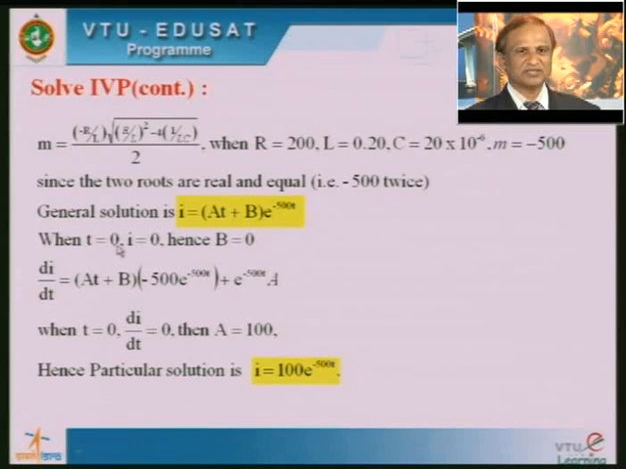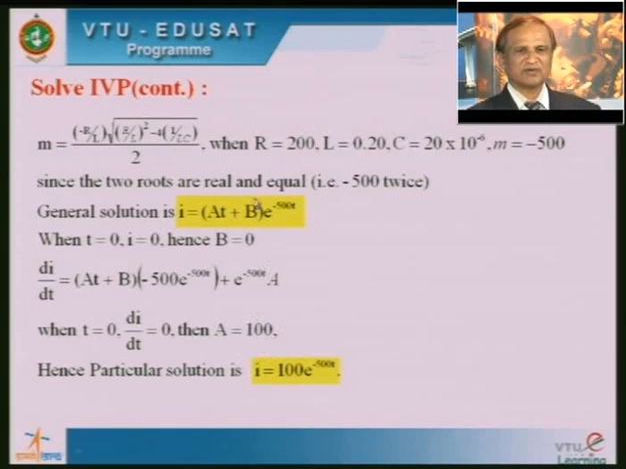So you can substitute t is equal to 0, I is equal to 0, right? So you can obtain b is equal to 0, and you can differentiate this equation with respect to t. You will get di by dt, because they have given one more condition. Now I want to use that condition, right? So t is equal to 0, di by dt is equal to 0, and I hope after simplification you will get a is equal to 100.